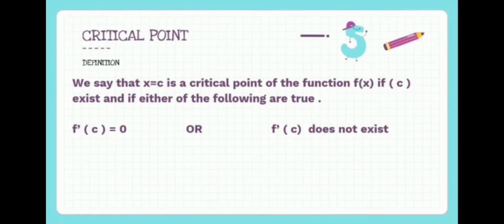Now, critical point. Definition: we say that x equals c is a critical point of the function f if c exists and if either of the following are true: f'(c) equals 0 or f'(c) does not exist.